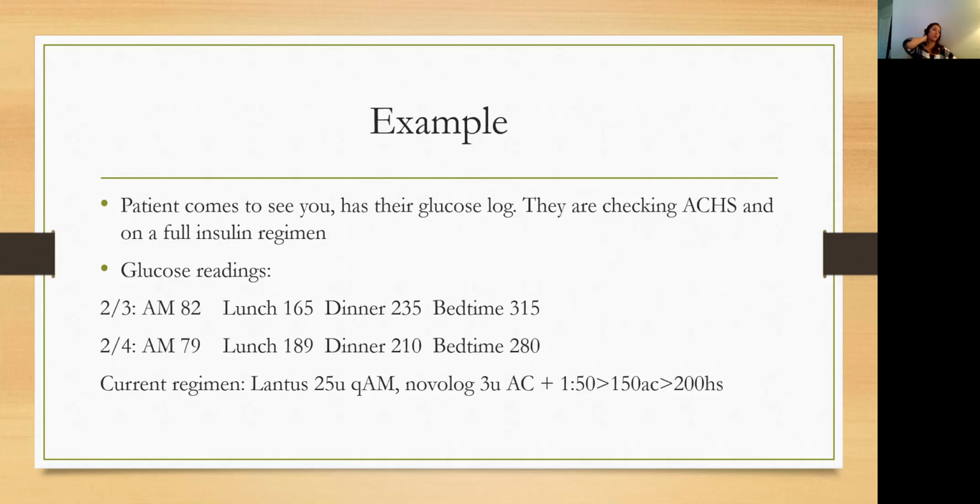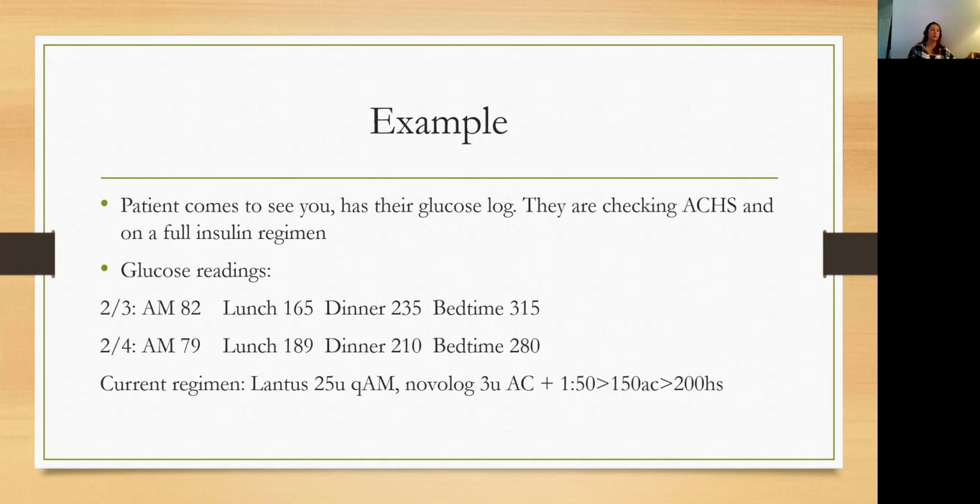So this is an example. Patient comes to see you, has their blood sugars with them. They're checking ACHS and they're on a full insulin regimen. This is like 2 days' worth of readings. One day they woke up at 82. Then at lunch, they were 165, dinner 235, bedtime 315. So obviously climbing all throughout the day, but waking up pretty tight with their blood sugar. Next day, same thing. Woke up at 79, 189 at lunch, 210 at dinner, 280 at bedtime.